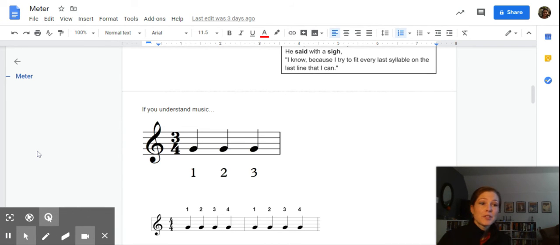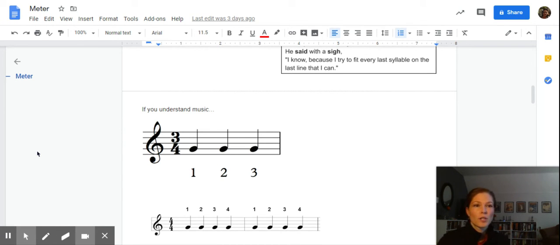So if you are in band or you're in choir or you understand music, you might know a little bit about 3/4 timing. And in 3/4 timing, you have three notes, three beats per measure. And the first one is usually a little bit more accented. 1, 2, 3, 1, 2, 3. And we're going to hear that in just a second.